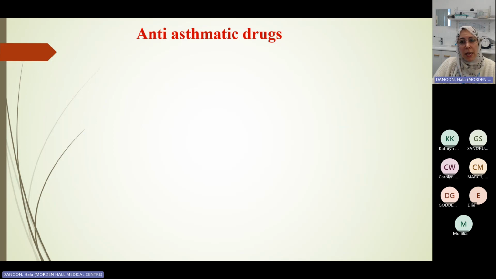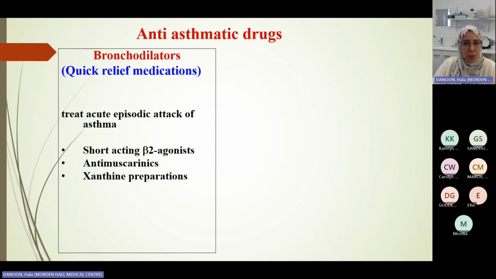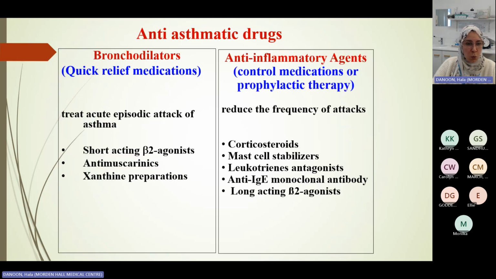So what are the anti-asthmatic drugs? They come in two different categories. One of them is the bronchodilators, and these affect the smooth muscles around the lungs. So they open up the lungs, and you'll be able to breathe nice and easy. Now, some of them act for a short period of time, while others work for a longer period of time.